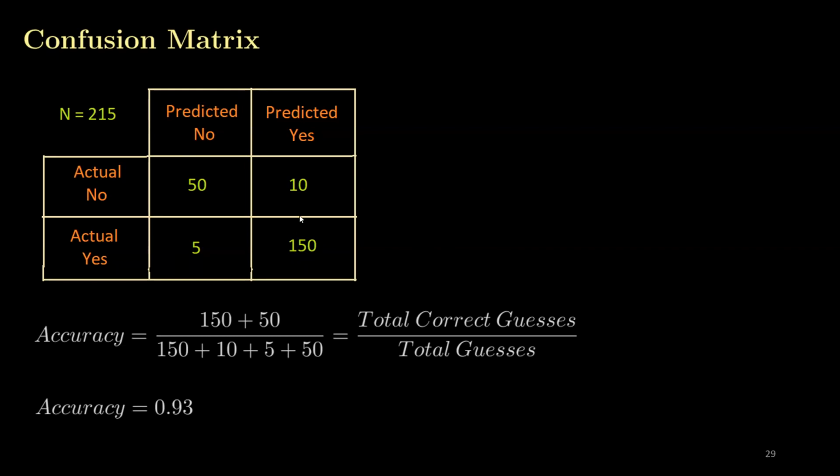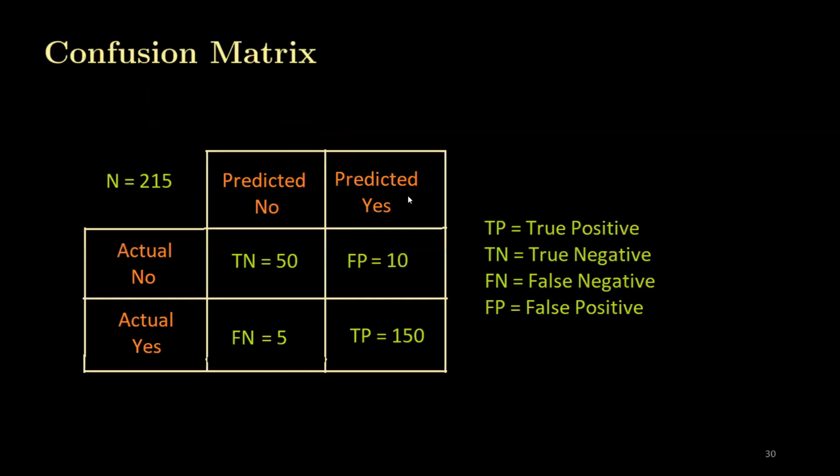Now every element in the confusion matrix has its name. So here are the names of these elements. This 50, or this element of the confusion matrix, is called true negative. This is called false positive. This is called false negative. And this is our true positive. So these are the four names of the elements present in a confusion matrix.